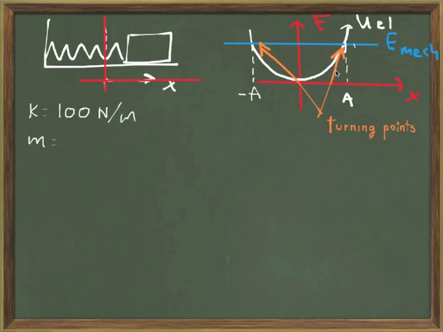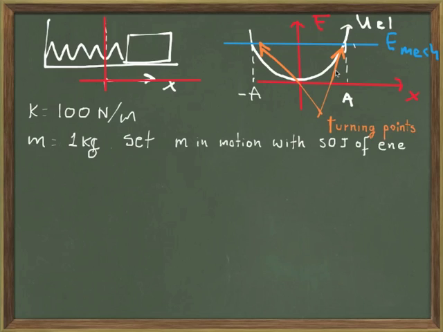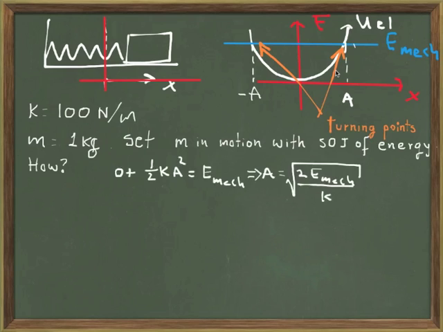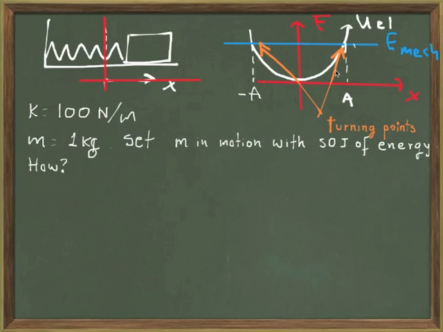Now suppose that I give you a spring and a block, so a spring with a spring constant 100 newtons per meter and a mass of 1 kilogram, and I tell you that I want you to set that mass m in motion with 50 joules of energy. How would you do that? What would you do to that mass to give it 50 joules of energy? If I give you a ball, and I ask you, give 50 joules of energy to this ball, what would you do with that ball?